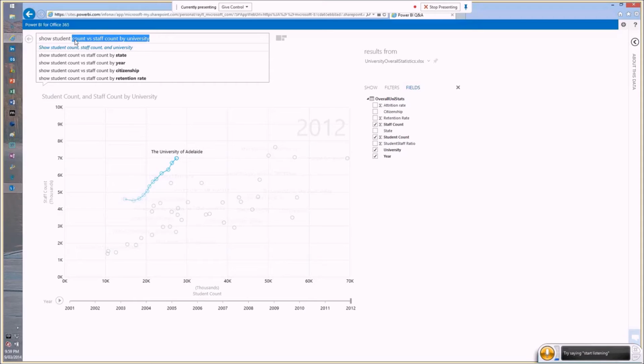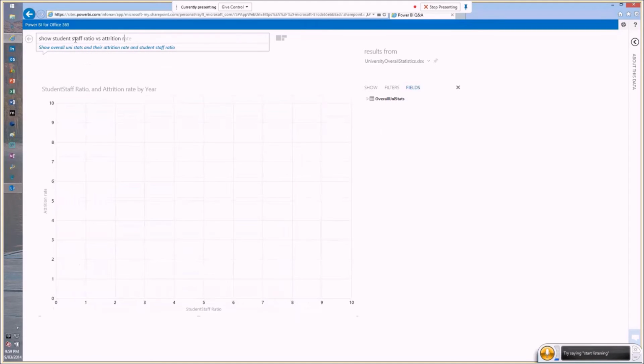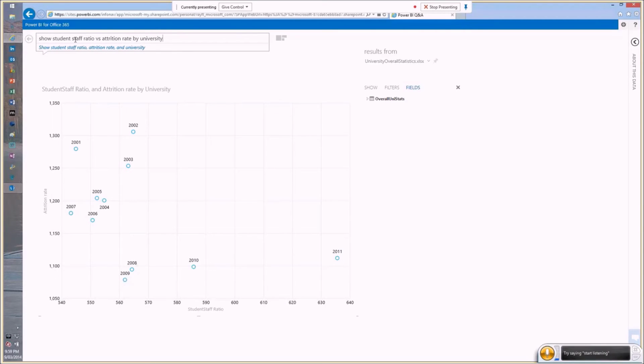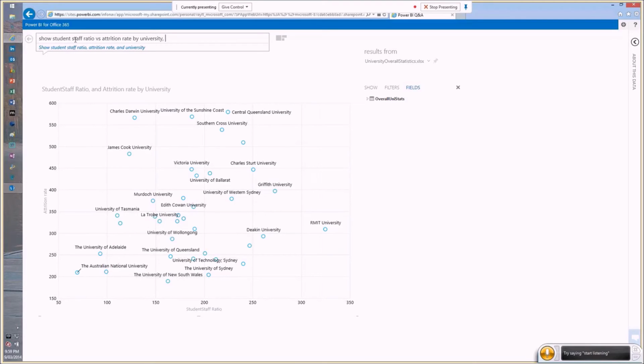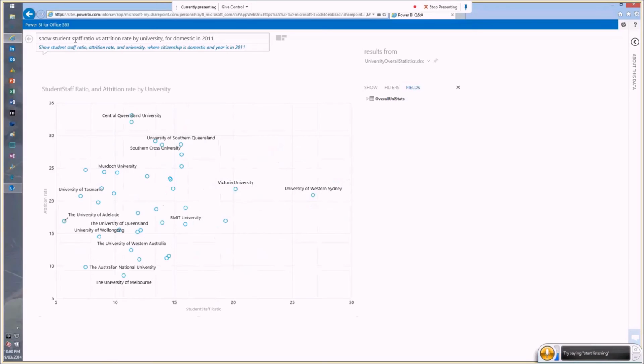So let's show the student to staff ratio against the attrition rate by university. Now we're going to see all of the universities plotted here, and I'm going to ask to see this for domestic students, because I know that the attrition rate is different between domestic and international students. And let's look at it for 2011.